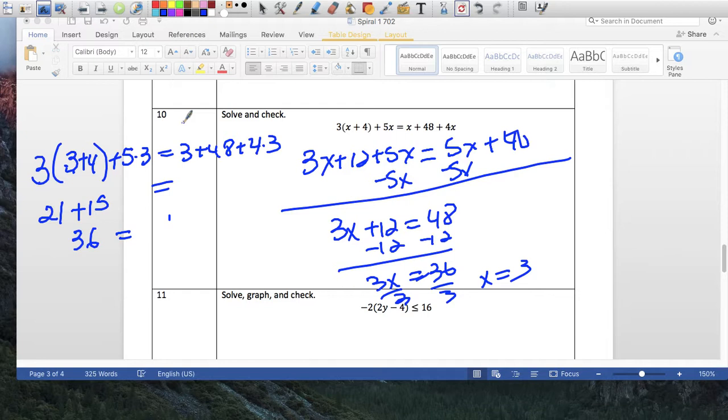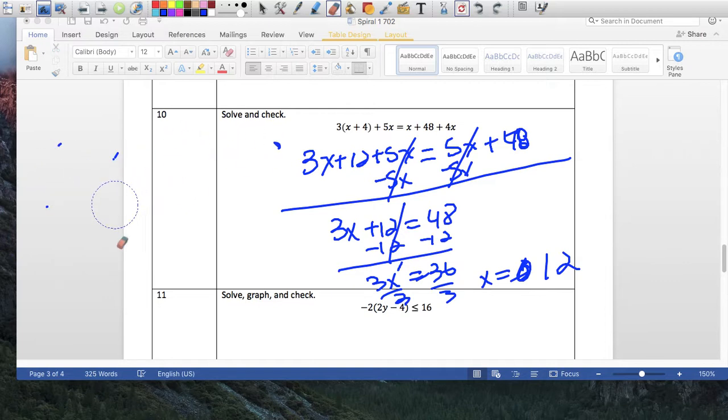If you're getting something, 3x plus 12 plus 5x equals 5x plus 48, that's okay. Minus 5x, this crosses out, and I do minus 12 on both sides, that's 36, that becomes 0. Divide by 3. x equals not 3, but x equals 12. There you go. So I completely messed up. I have to rewrite this.